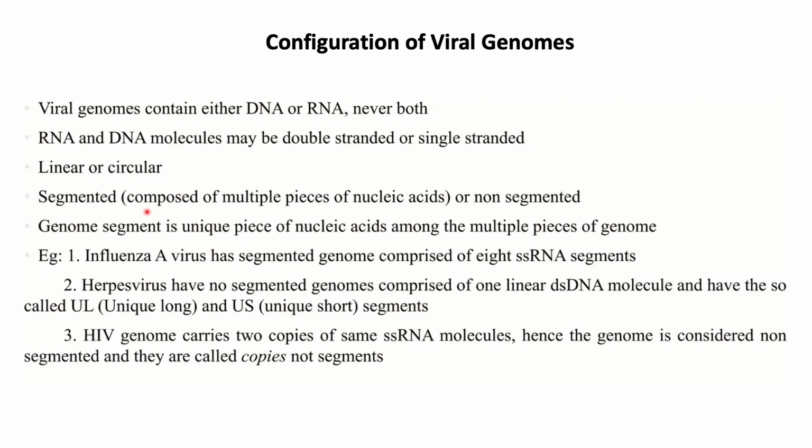The viral genomes can also be either segmented, which is composed of multiple pieces of nucleic acid, or non-segmented. So the genome segment is a unique piece of nucleic acid among the multiple pieces of the genome. For example, influenza A virus has a segmented genome comprising 8 single-stranded RNA segments. And herpes virus doesn't have a segmented genome, but is comprised of one linear double-stranded DNA molecule, and has the so-called unique long and unique short segments. And HIV, the human immunodeficiency virus, carries 2 copies of the same single-stranded RNA molecule. Hence, the genome is considered non-segmented, but they are just called copies and not segments.